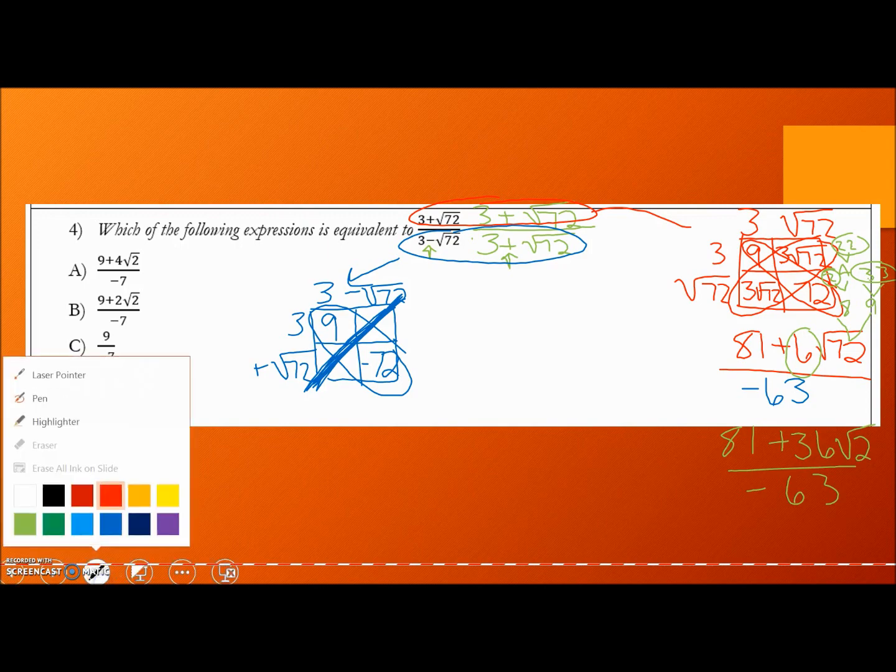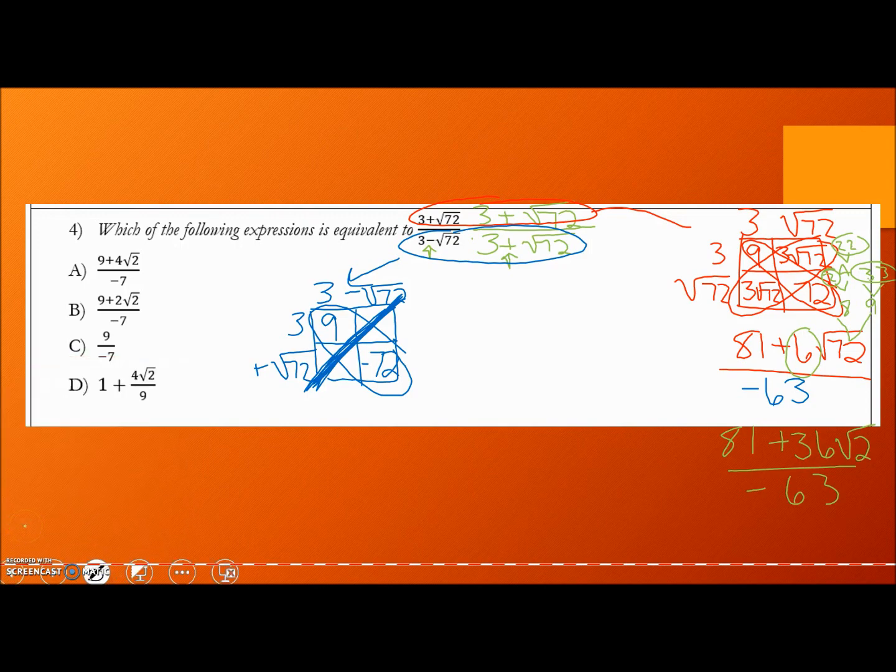However, I can eliminate a few. I know that it won't be C because there's no radical in C. And D, there'd have to be a 1, and 81 over 63 is not going to result in 1. So it's either A or B.